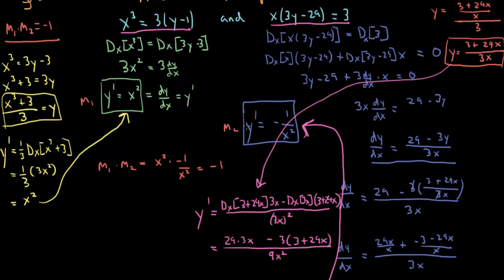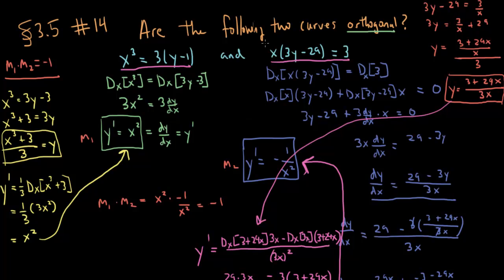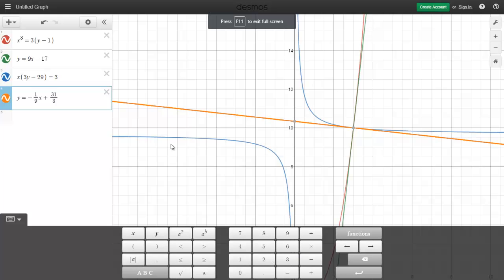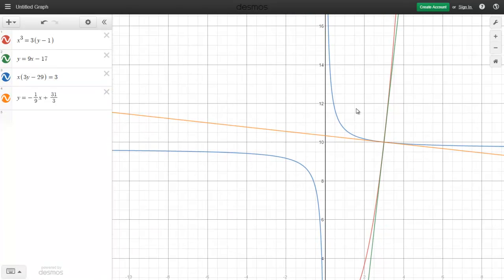So again, just to recap here, these functions are indeed orthogonal because at the points where they intersect, the tangent lines are perpendicular. Now I actually graphed this, so I'll show you real fast. Here are these two curves. Okay, so here are the two curves.